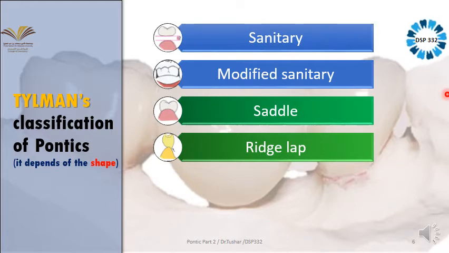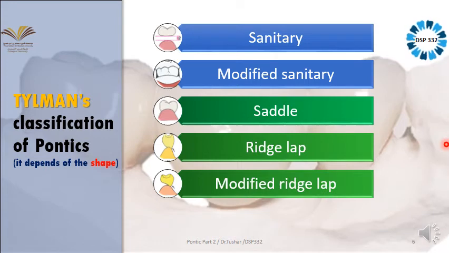Similar to the modified sanitary pontic, here also we have a saddle. Whatever drawbacks there are with this saddle pontic, we try to rectify them by giving this ridge lap type of pontic. If you observe the design of this pontic, you will see that the design of the saddle and ridge lap pontic is nearly the same. It is not the same, but it is nearly the same. So this is your fourth type of pontic.